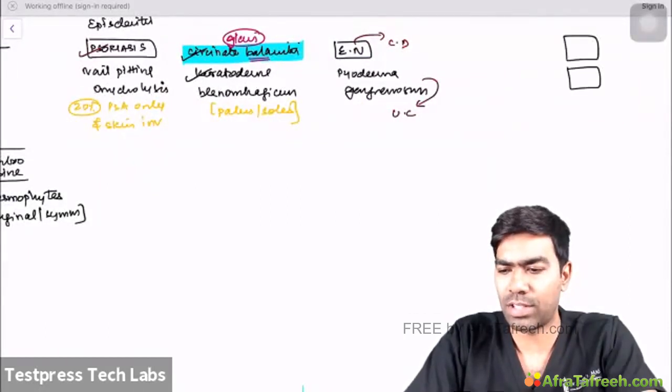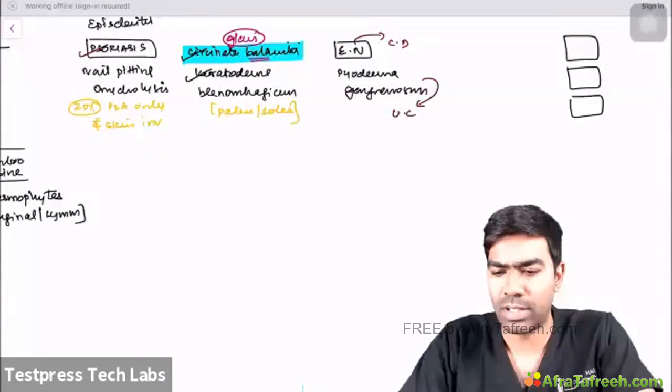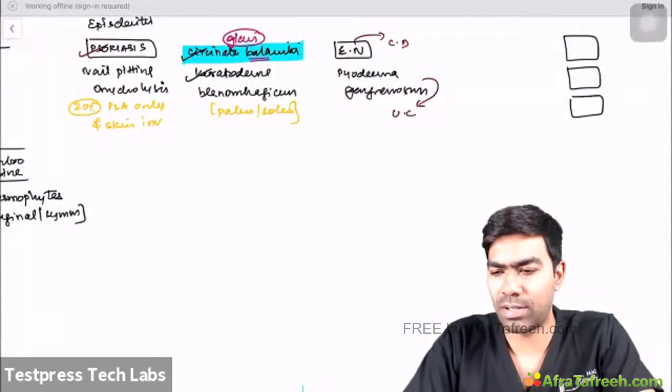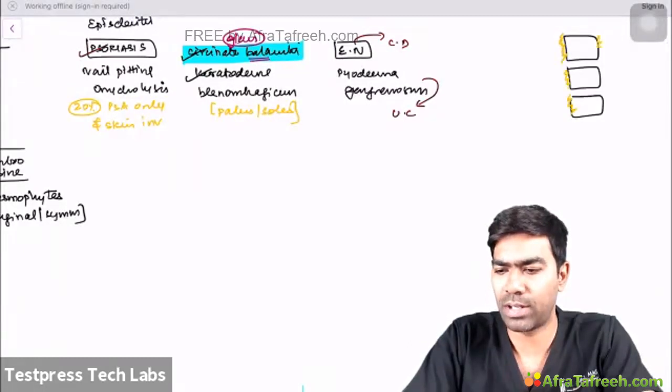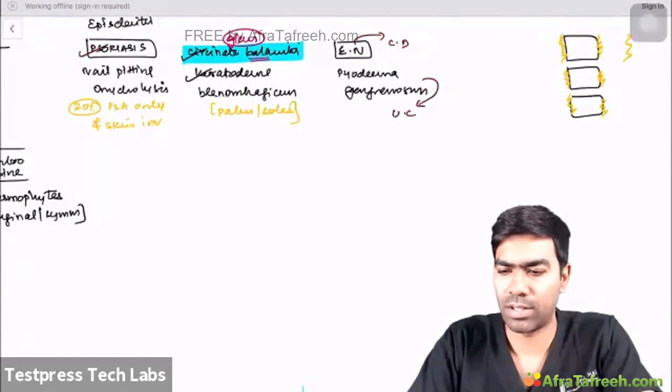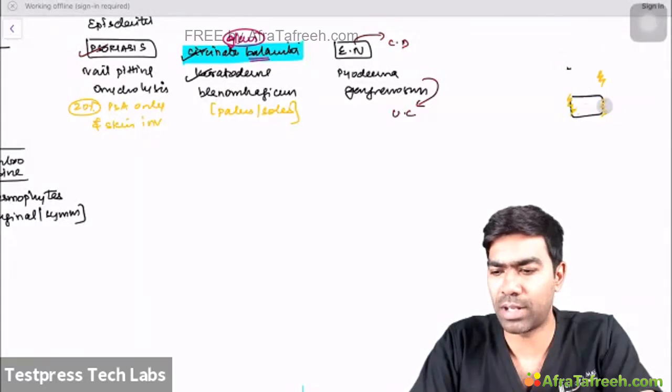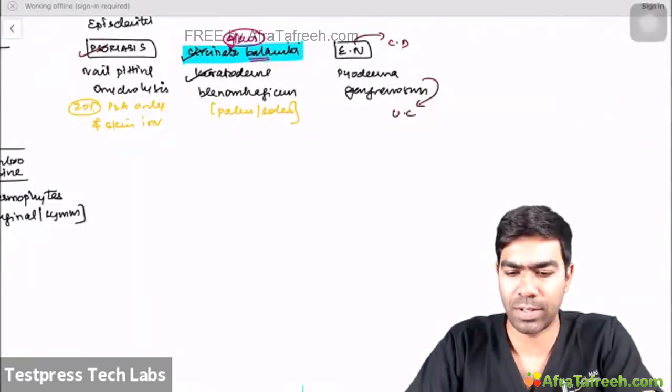If you have this kind of vertebral column, syndesmophytes are nothing but calcification of the paraspinal ligaments. If it's close to the spine, then it will be called marginal. If it's away from the spine, it will be called non-marginal. These are syndesmophytes, and there will be speckled calcification of the intervertebral discs as well.